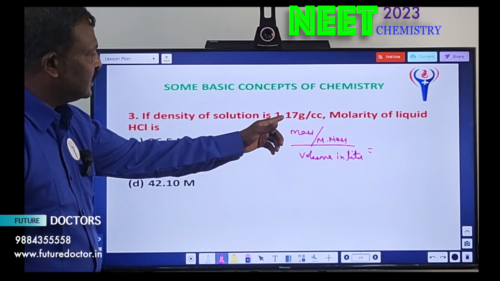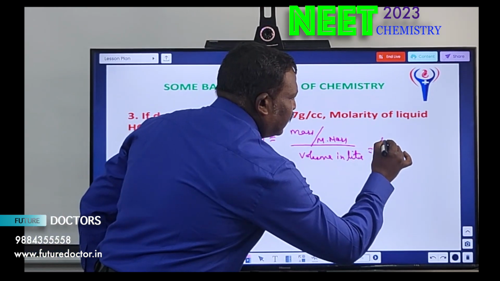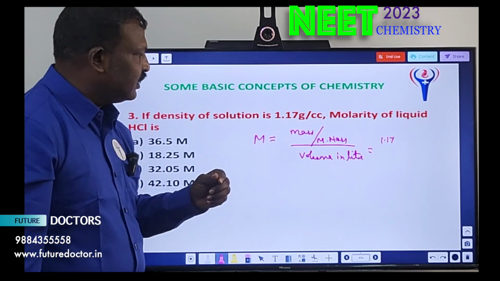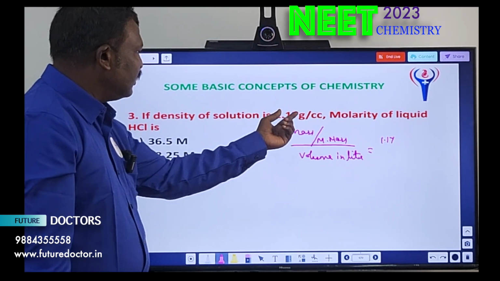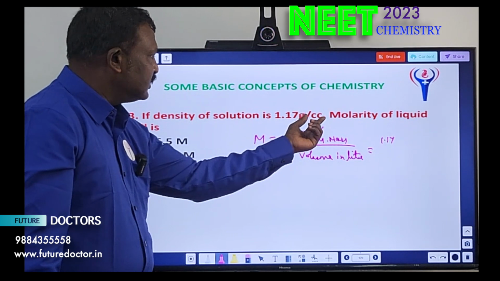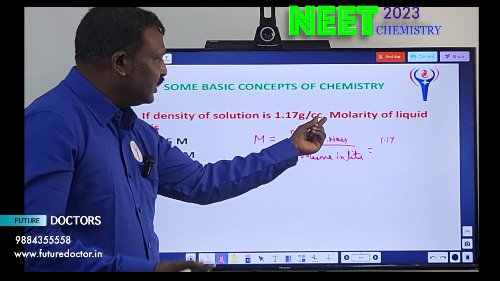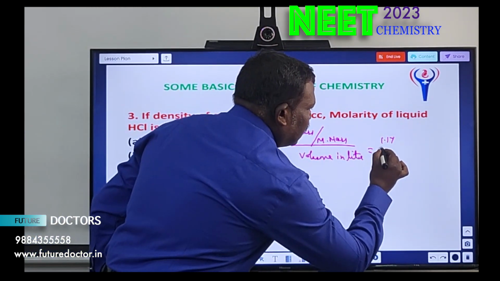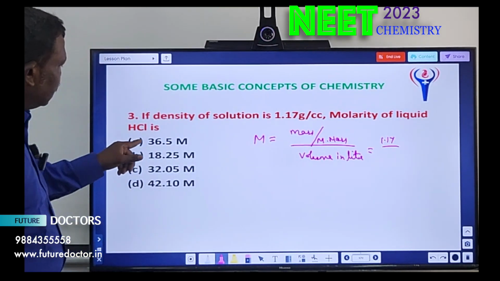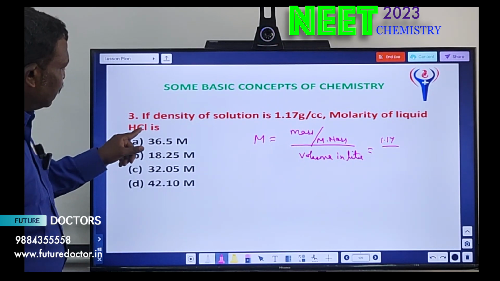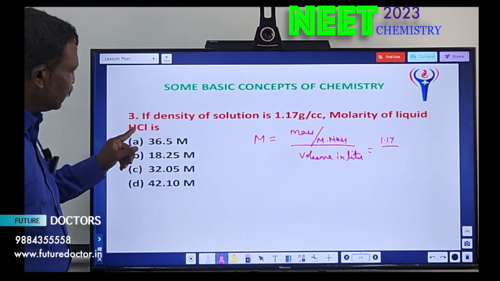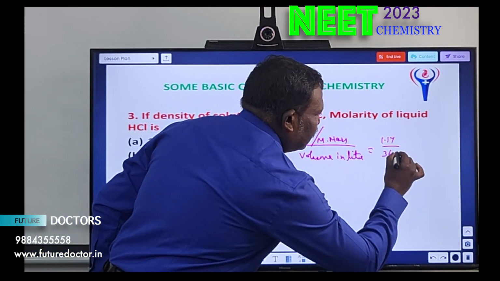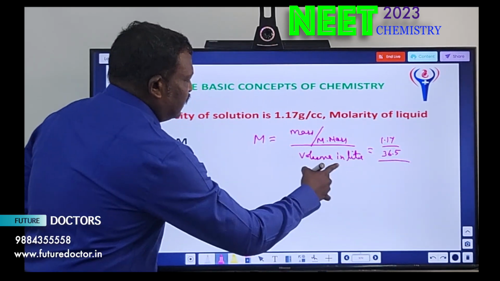So mass is given. Density is equal to mass by volume, and the density is given. The volume is 1 ml, 1 cc, so the mass is 1.17. Mass by molar mass; the molar mass is of HCl. H is 1, chlorine is 35.5, so 36.5. You can consider 36.5, by volume of the solution in liters.